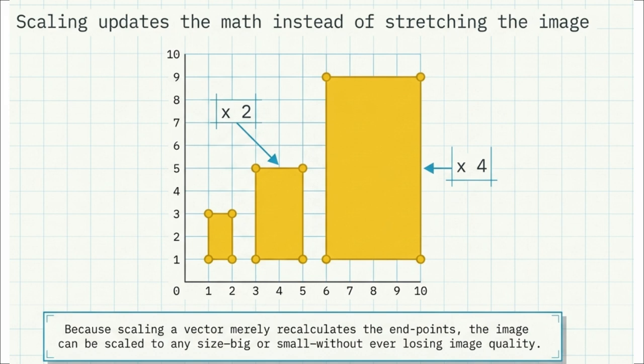And the exact same thing happens if we quadruple it. The system literally recalculates the distance on the fly, which means the edges stay flawlessly crisp whether you print that rectangle on a tiny little postage stamp or project it onto the side of a massive skyscraper.